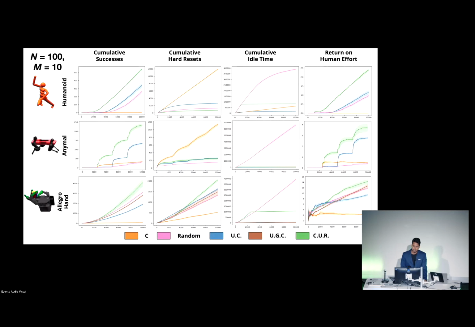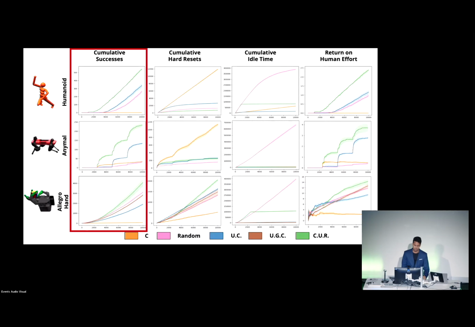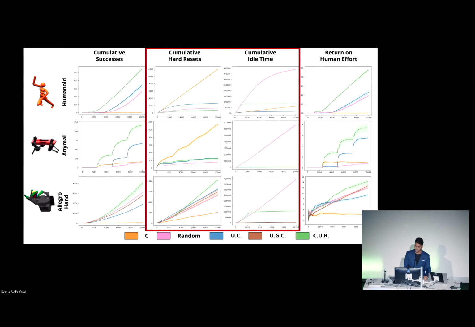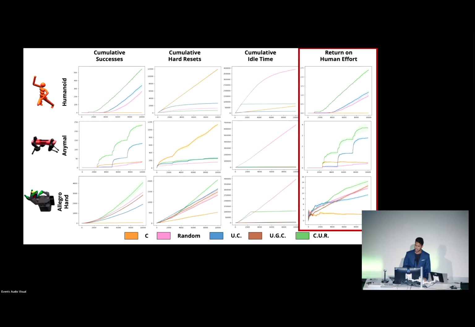So we ran simulation experiments with a fleet of 100 robots in simulation and 10 algorithmic humans. And we had these 4 metrics, and we found that 1, the allocation does have a significant impact on the performance of the fleet. And we found that this novel CUR scheme achieved higher task throughput than the baselines on average, as well as lower hard failures and idle time on average, notably not in the Allegro hand, and higher return on human effort. And this increasing return on human effort over time also indicates that the robots learn when to stop asking for help because it is a ratio.